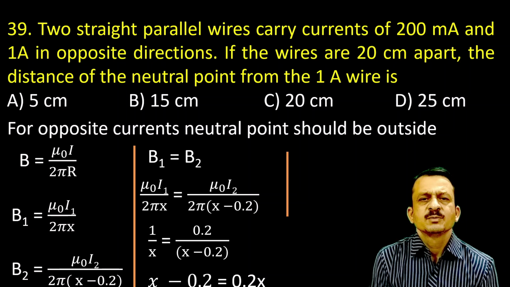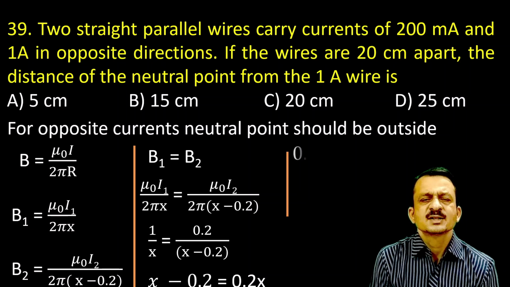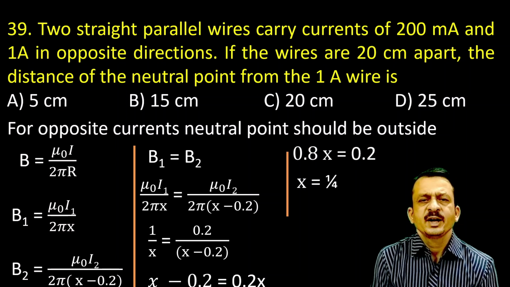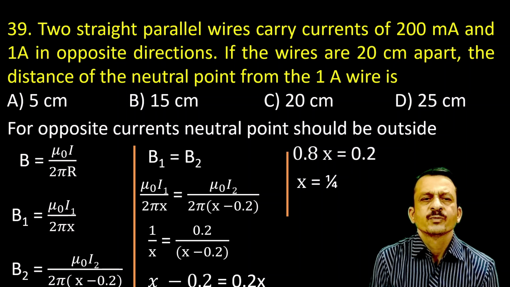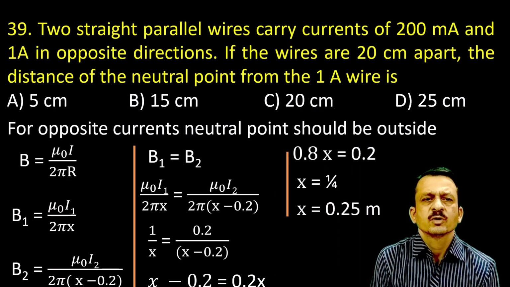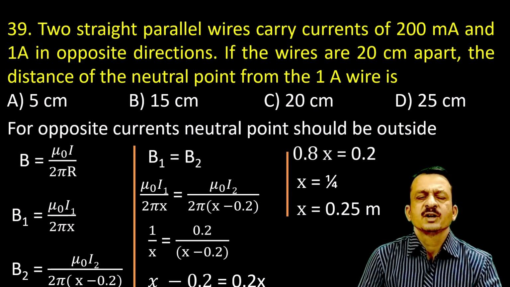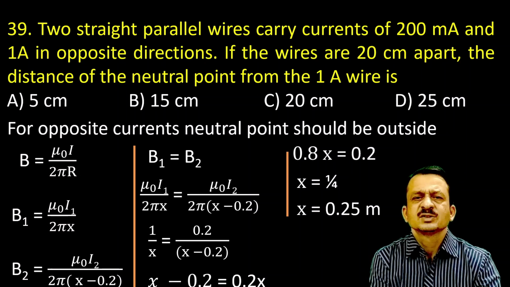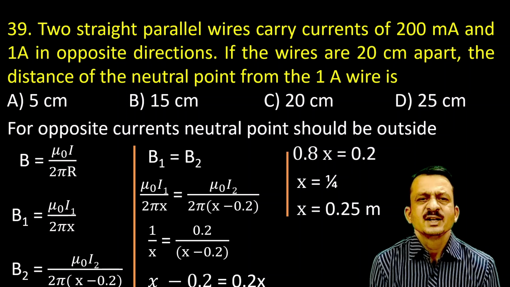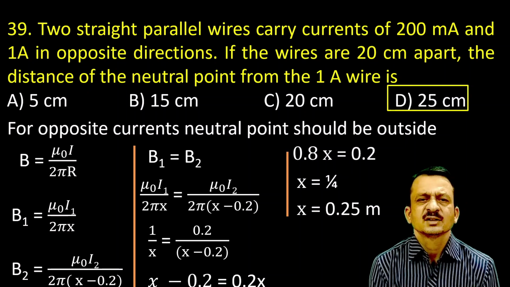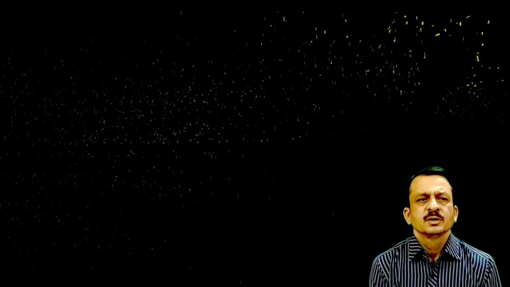Now further simplification leads to 0.8x is equal to 0.2. Therefore x is equal to 0.2 divided by 0.8, that is 1 divided by 4. Therefore x is equal to 0.25 meter, because we have converted everything into meters. So it is 25 centimeter. Hence D is the right answer here. Now next problem.